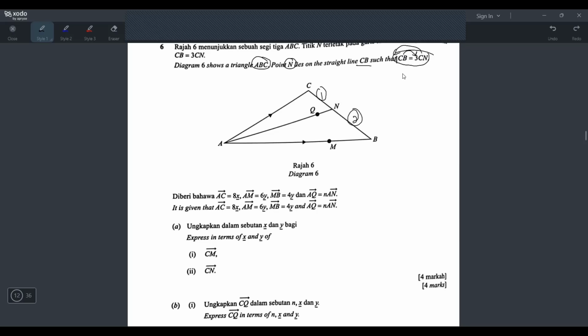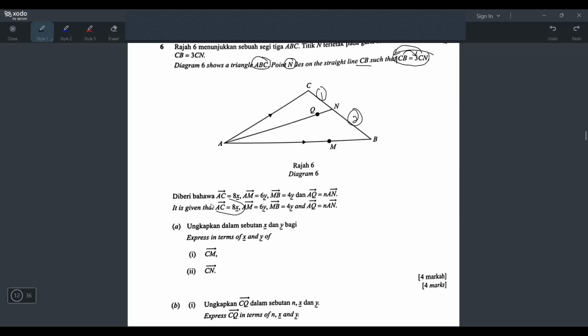All right. Or you can also convert to fraction. CB over CN equals 3 over 1. And then CB ratio CN equals 3 ratio 1. And then you label CB ratio 3, CN ratio 1. Yeah, can also, it is the same thing. But I usually teach my students to directly read the ratio. You don't need to convert to a fraction to read it. So it's up to you. Alright, let's continue here.